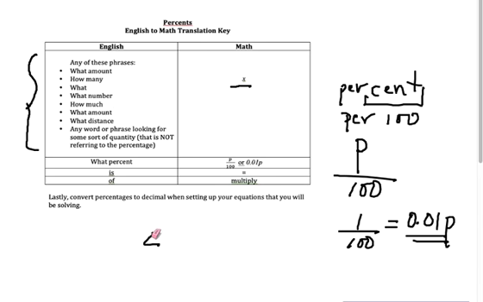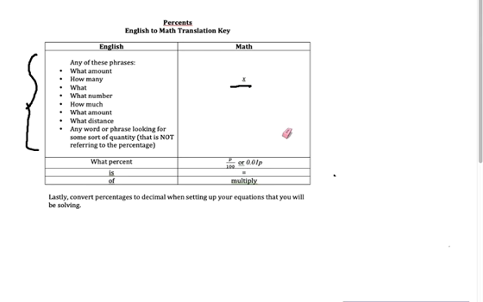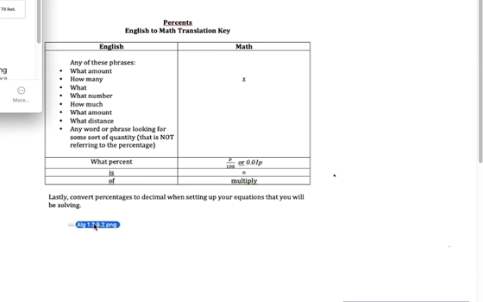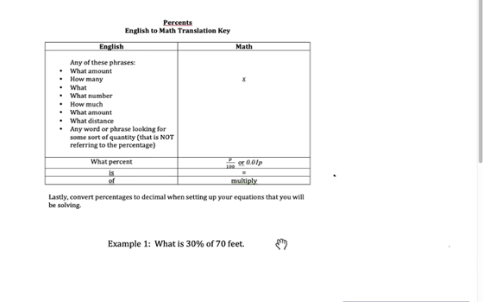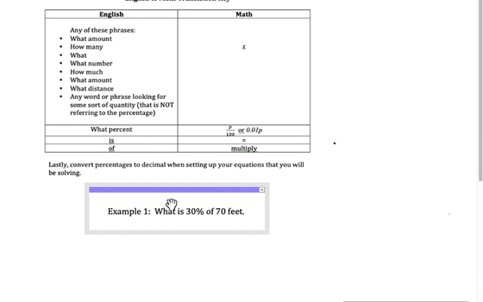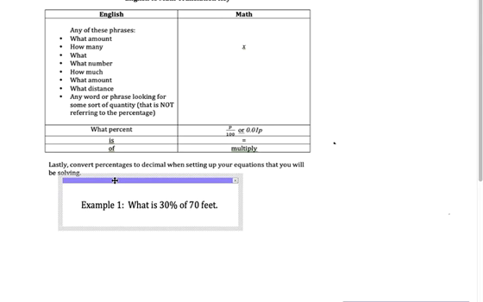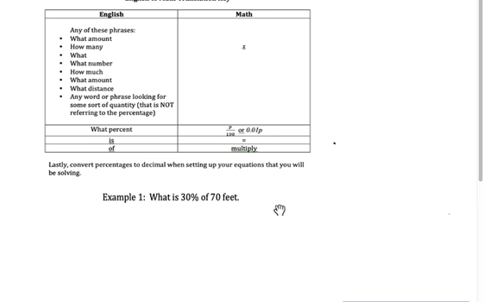All right, I'm going to leave this little table up here, and I'm going to pull in the first example for you to do. We're going to be attentive to the various words in the sentence, and we're going to use this table to translate it into a mathematical equation that we can solve. This is example 1. It says, what is 30% of 70 feet?